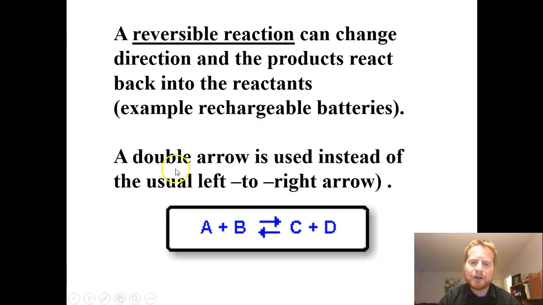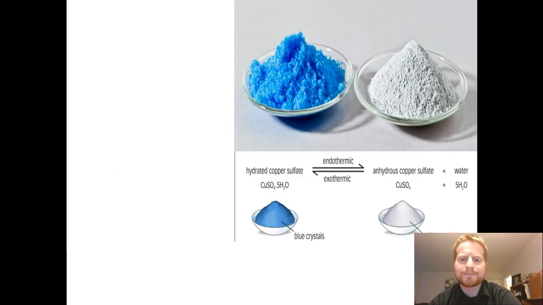So for example, rechargeable batteries are a reversible reaction. And what that means is that in addition to A and B reacting with each other to form C and D, so this right arrow, it's also quite possible in many reactions that C plus D would react with each other to go back and form A plus B, go back to the original reactants essentially. And we symbolize this with a double arrow to show that it's possible for the reaction to go both ways.